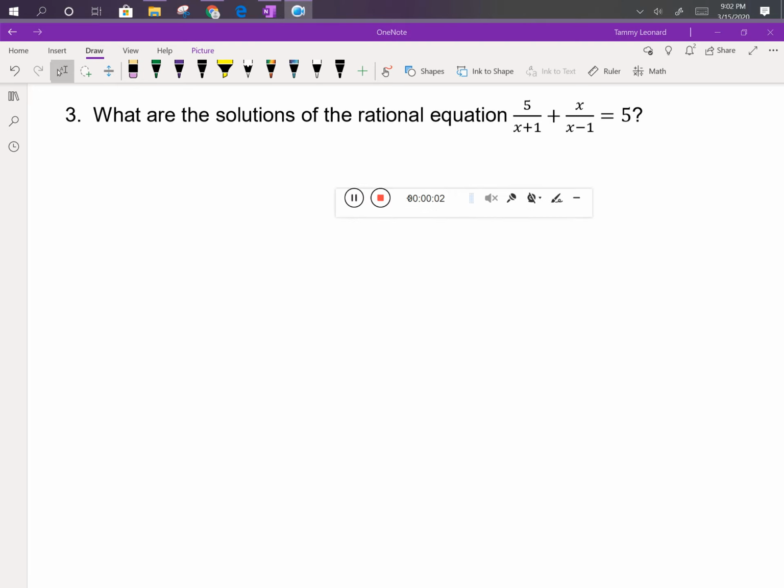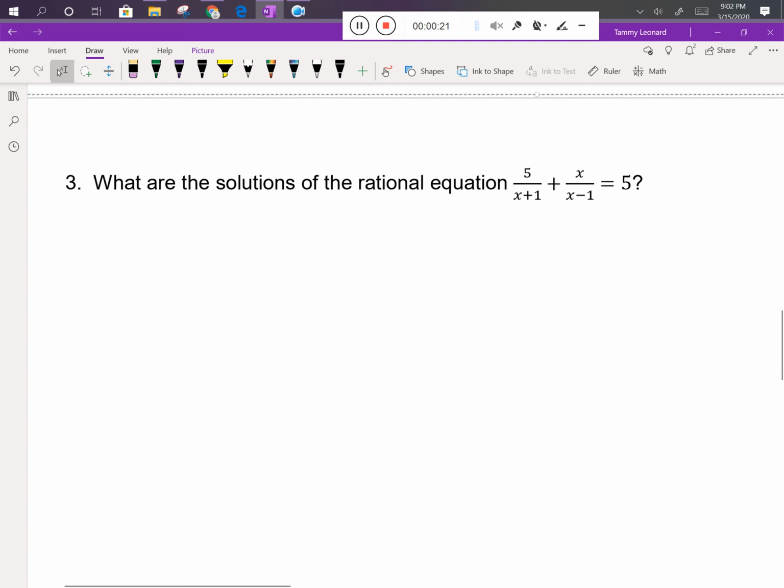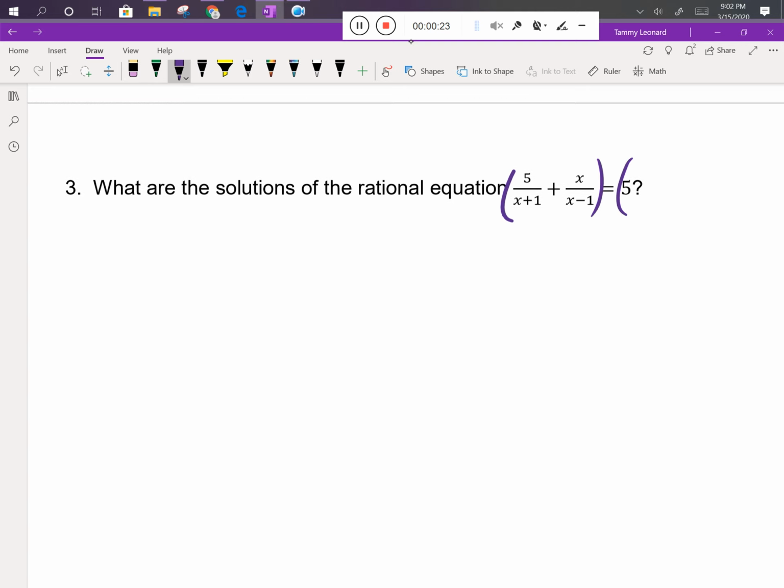This problem is very similar to the first one, except each of the two denominators is different. So we're going to start by identifying the common denominator because there's no need to factor. The denominators are quite simple. So the common denominator is actually x squared minus 1 because that's the product of x plus 1 and x minus 1. But sometimes it's easier to see if you go ahead and write it in its factored form. So x plus 1, x minus 1, and x plus 1, x minus 1.